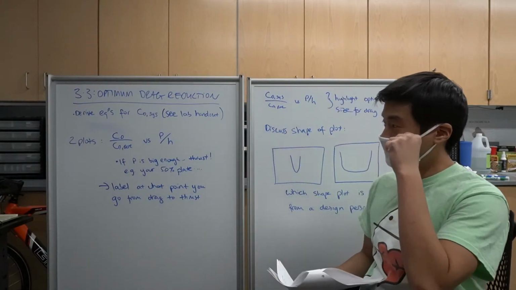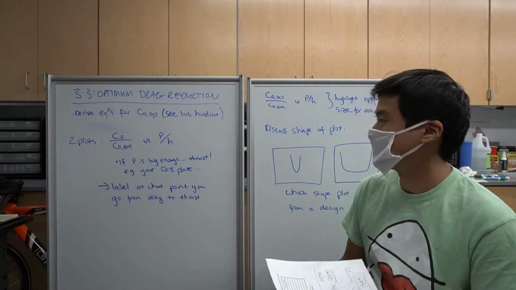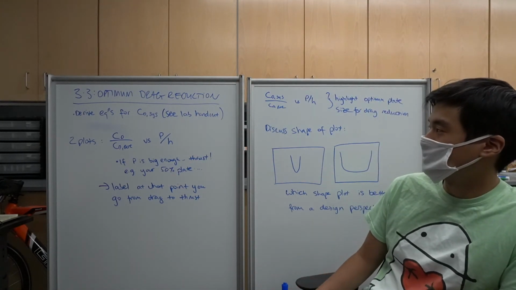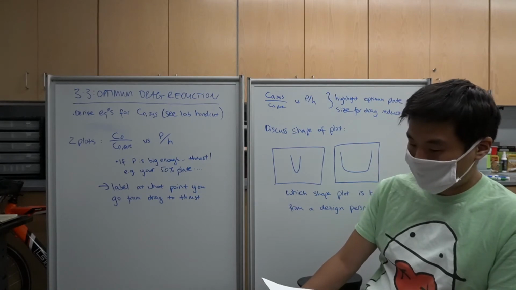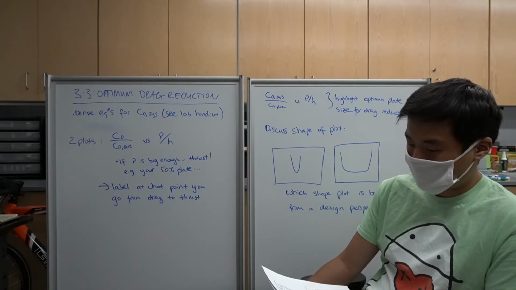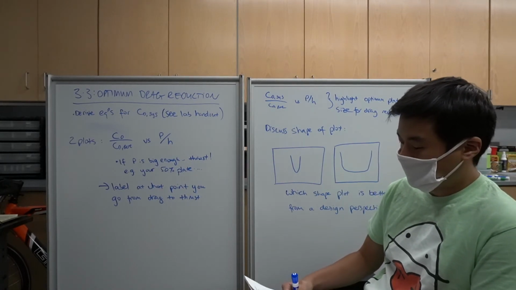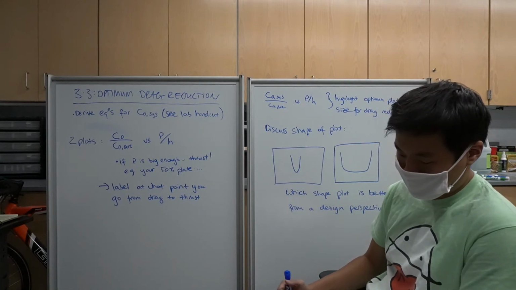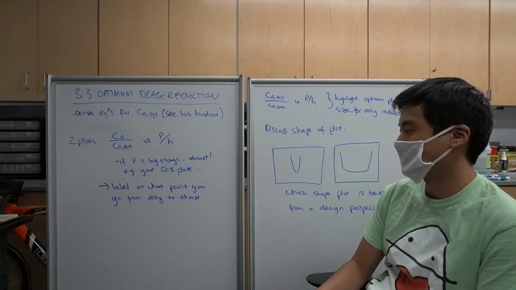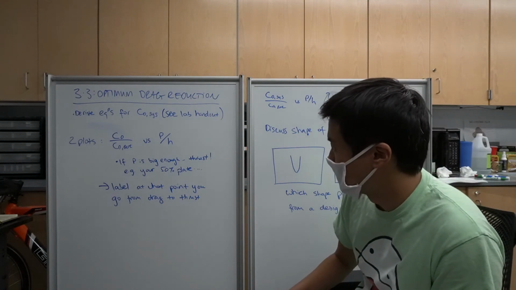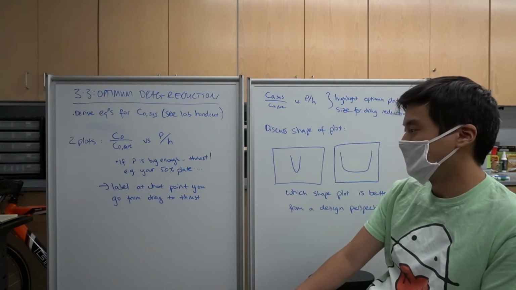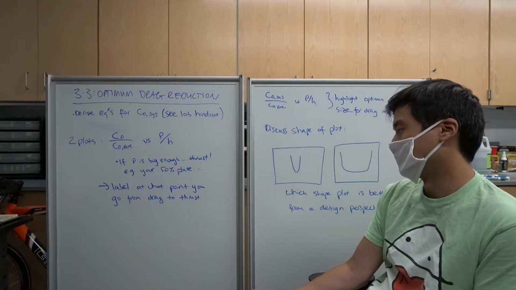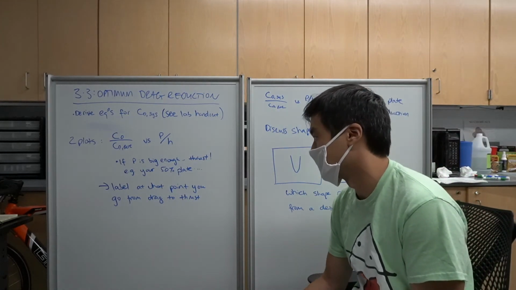Okay, so that was section 3.2. Now we're going to move on to section 3.3, where we're going to talk about the optimum drag reduction. So to get to that point, if you remember from the lab, we increased plate size to 50%, and we saw that at 50% we are actually generating thrust. So it's interesting that as we increase plate size, we get more and more thrust, or less and less drag, until the point we actually get thrust.